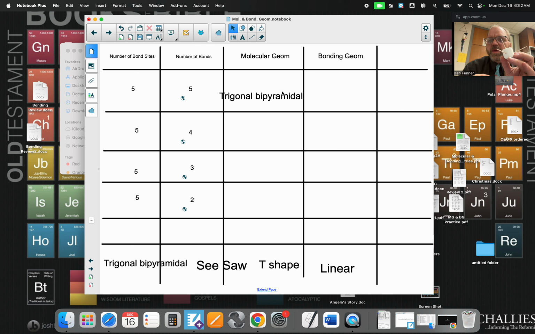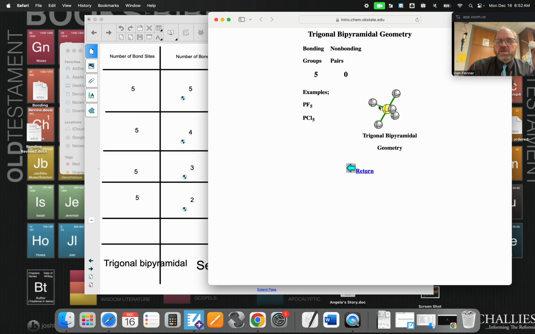All right, so let's find it here. Here's our structure. We have a triangle on the x-axis, and we've got a line up and one going down. So we have a triangle pyramid here, and a triangle pyramid here. So that's why it's trigonal bipyramidal. And the number of bond sites and bonds are the same, so the bonding geometry will be the same, just as we've been doing. And there's the structure. You see the triangle right there, one top, one bottom.